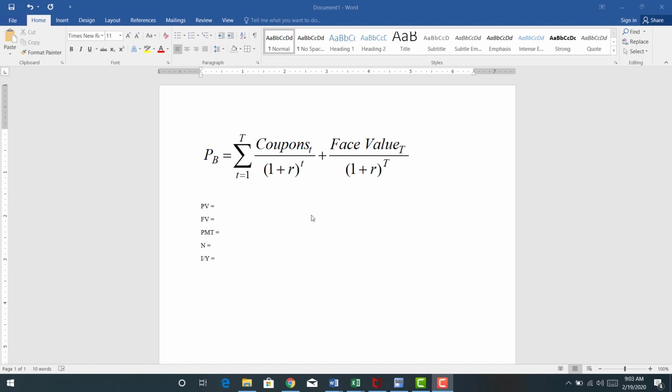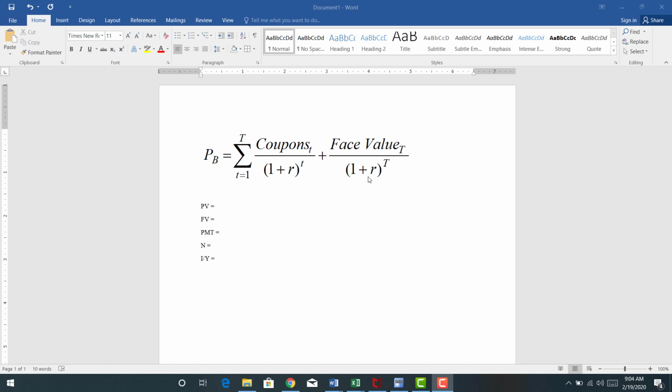So here we have the present value. Recall that the present value is equal to the future value divided by 1 plus r raised to the power of t. So this is the present value of the coupons in each time period t. Notice that I'm going to sum, this is the summation operator, these coupons in present value terms, and then add the present value of the face value of the bond.